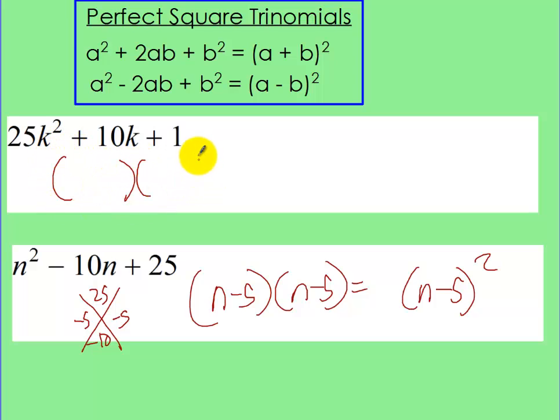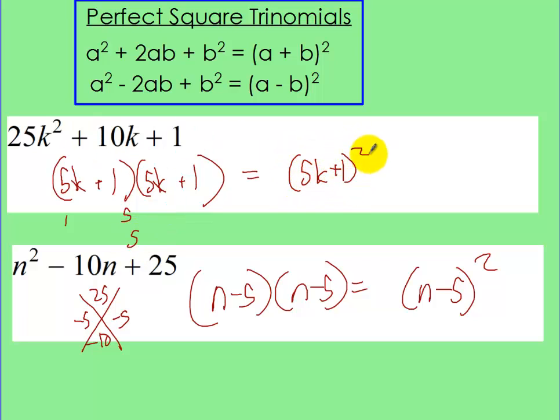Same thing over here. Let's do the guess and test way. That's going to be 5k and 5k. And two numbers that multiply to 1, well, it's +1 and +1. And so that's going to be your factored form, because 1 times 5 is 5, and this is 5, and those add up to 10. You can write that as 5k plus 1 squared.